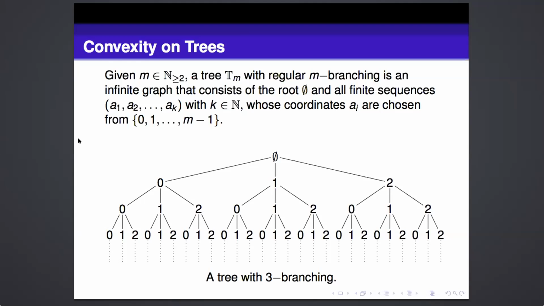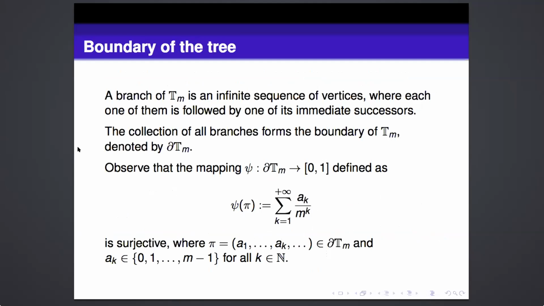And of course, since you're here to see PDEs, there should be a PDE. It's not going to be a PDE, but the analogous to a PDE in this setting, in this tree. So this is the ambient space in which we are going to define convexity, to try to look for convex functions. Okay, what is a branch?